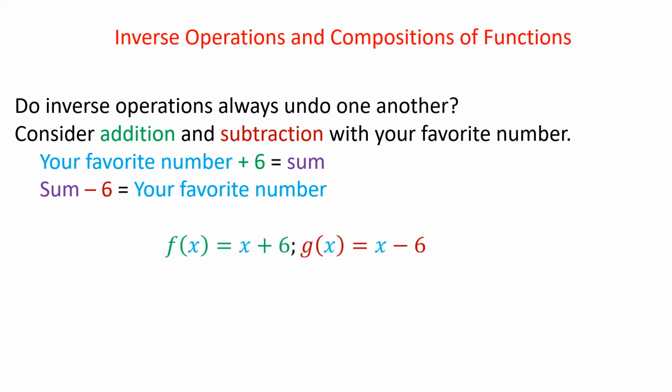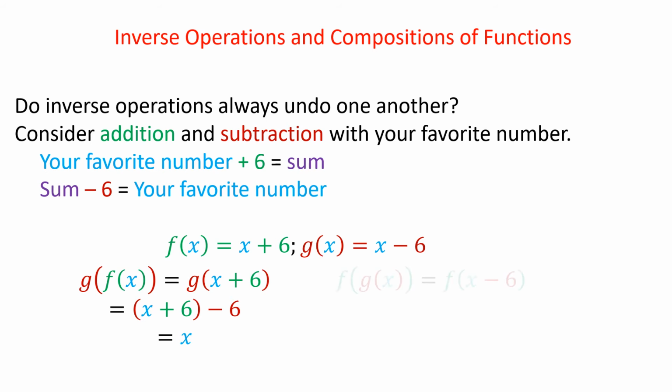Written mathematically, if f of x equals one and g of x is the other, if we take that favorite number and add 6, and then subtract 6 from that, that would be saying g of f of x. That is saying, what is x plus 6, and then subtracting 6. Those 6's cancel out, and we're just simply left with x. And we can go in the other direction as well. We can take x minus 6, your favorite number, subtract 6 from it, and then if we apply that f function and add 6 to that, again the 6's cancel out, and we're left with x. So in this case, inverse operations undo one another.